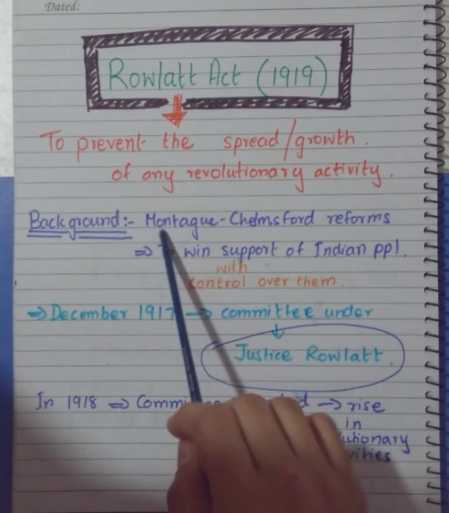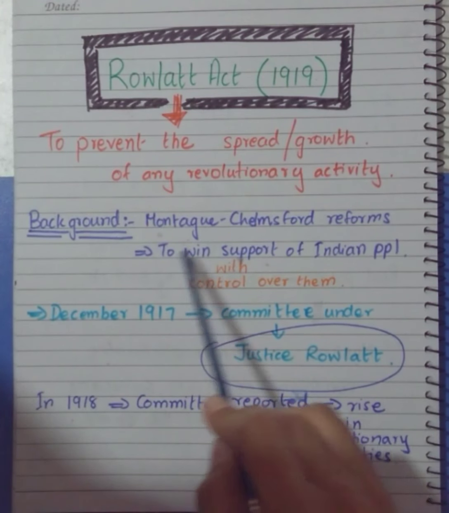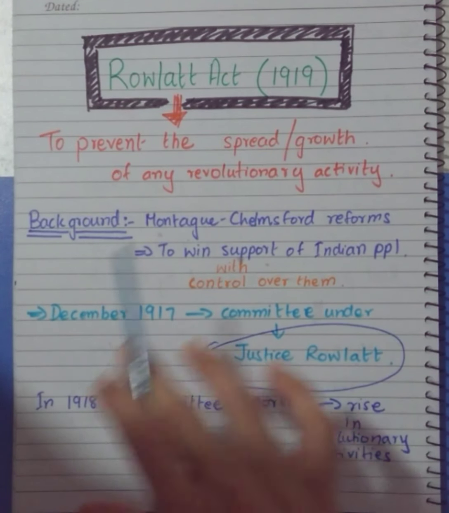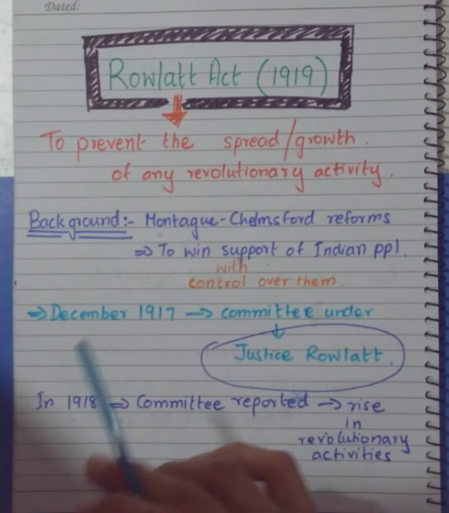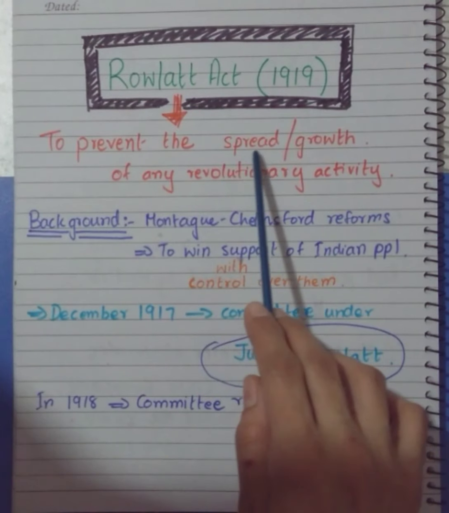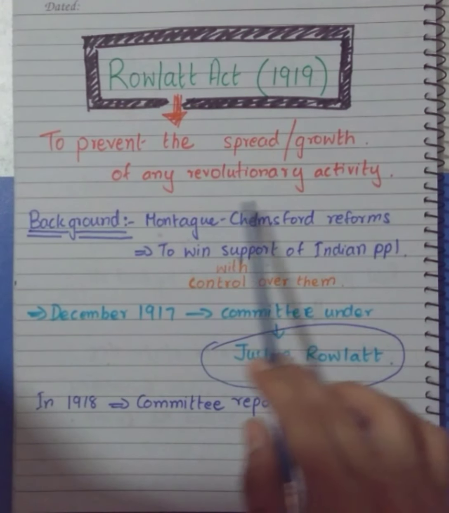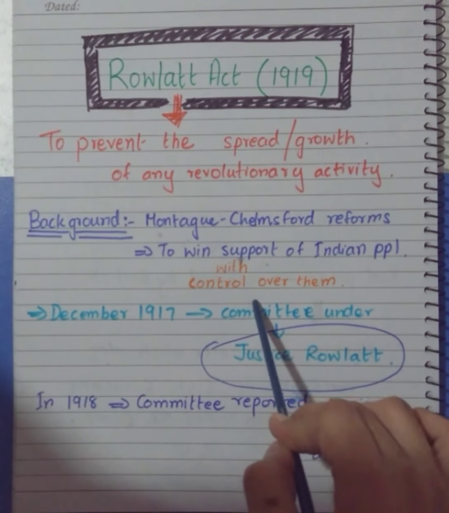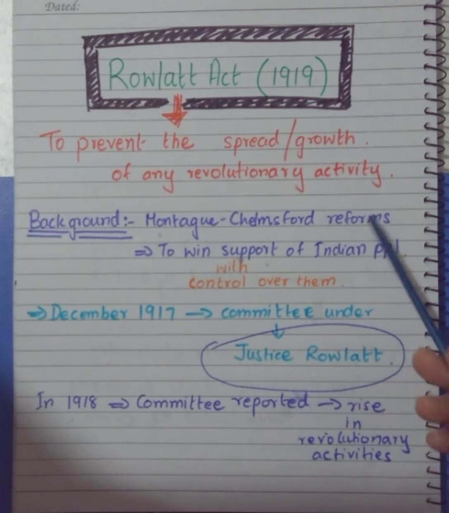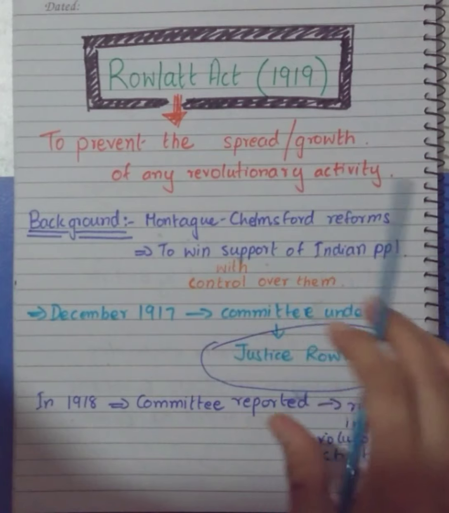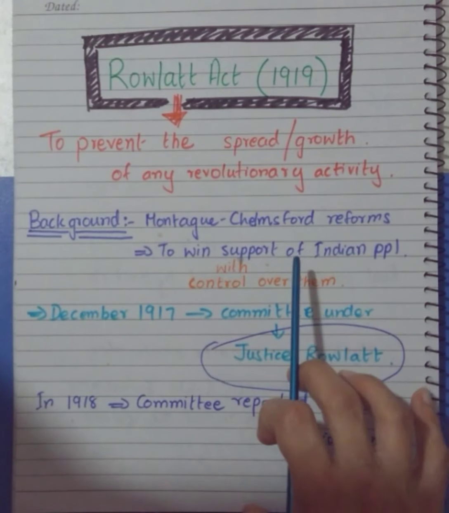Why were these reforms passed? They were passed in order to win the support of the Indian people. What the British actually wanted was a controlled colony. They did not want any kind of uproar or violent outbursts, and in order to prevent the rise of any sort of revolutionary activity or unrest, they passed the Rowlatt Act. They wanted to keep the people of India happy too, and for that they passed the Montague-Chelmsford reforms, to tell the Indian people that they were granting them some participation in governing India. But at the same time, they also wanted to establish control over the entire population.